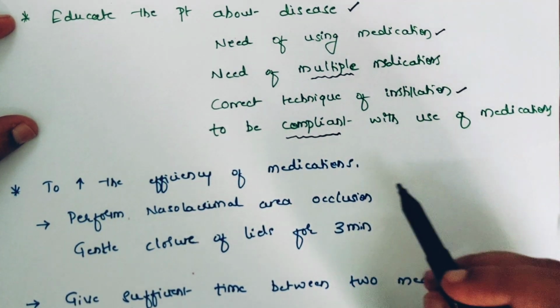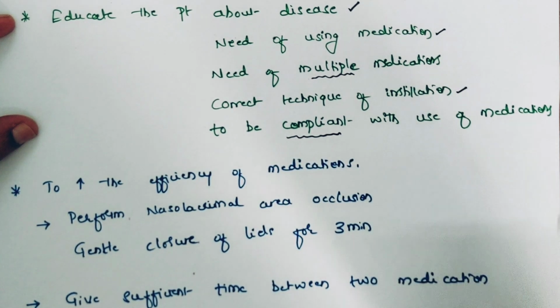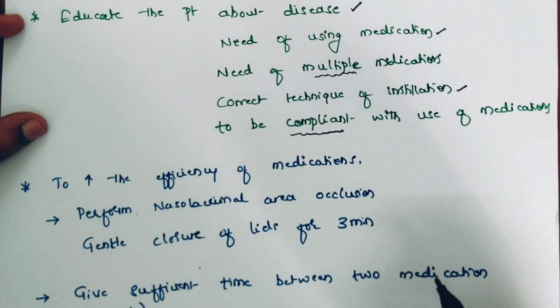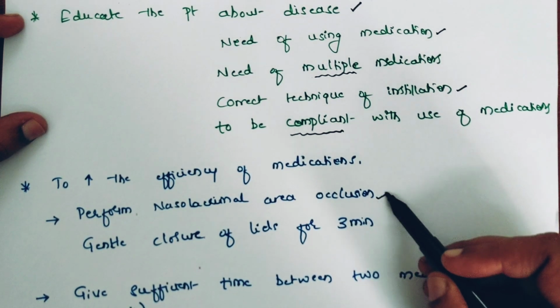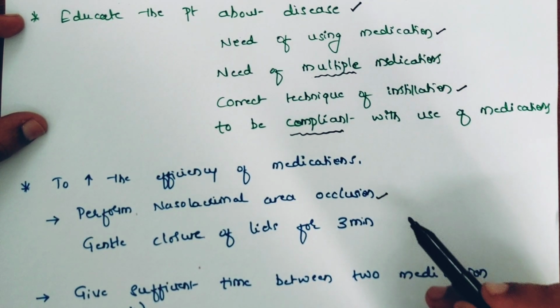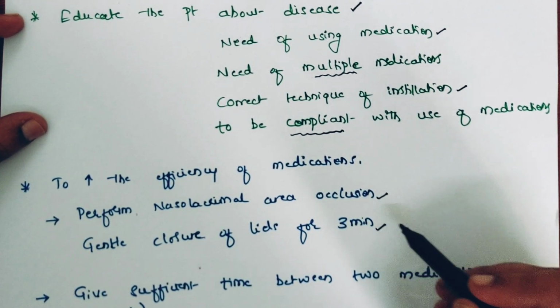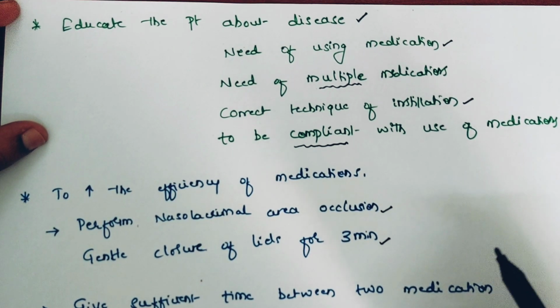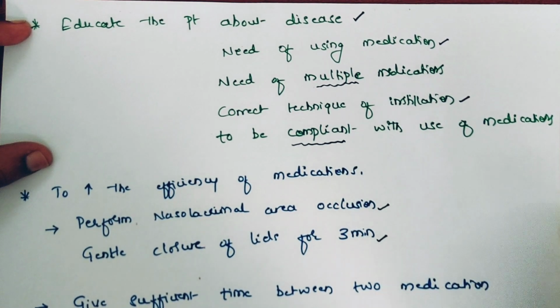So how can we increase the efficacy of these medications? Once we instill the drops into the lower conjunctival sac, just gently occlude the nasolacrimal area, or even if the patient closes the eyelid for 3 minutes, it is sufficient to increase the efficacy of the medication which is used. And if the patient is using multiple medications, give sufficient time in between 2 medications, at least 5 minutes, so that the second medication will not dilute the first medication and decrease its efficacy.